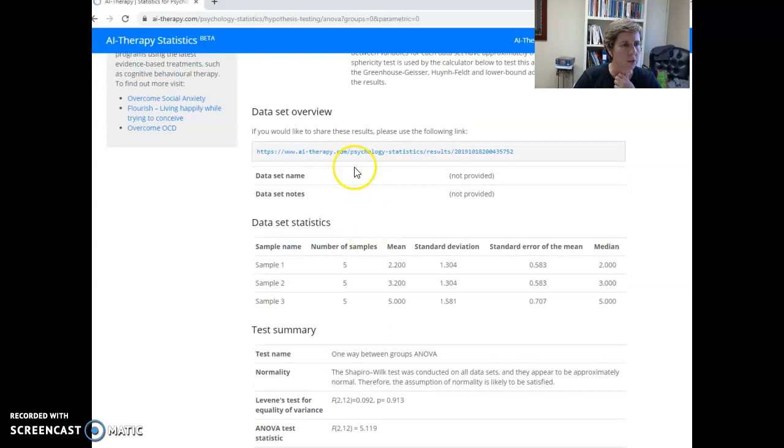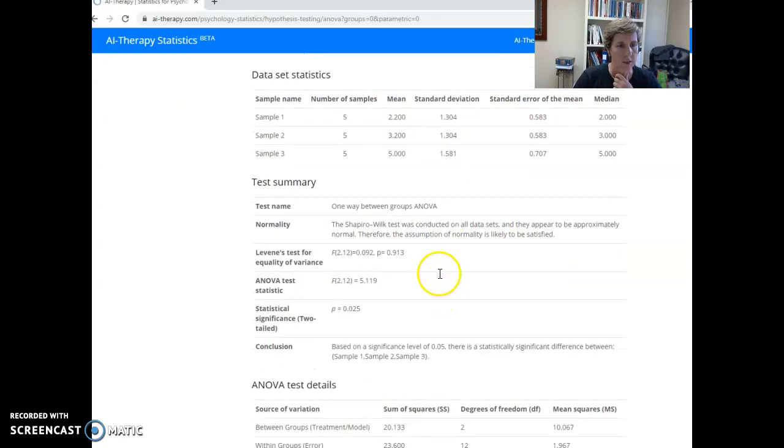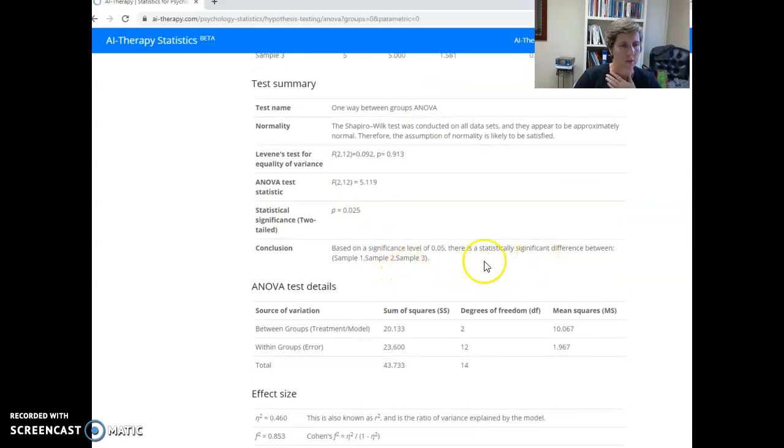Okay, so you get an overview. So you actually get the same thing that your SPSS gives you. We've looked at our Levene's test. We looked at our F value and our statistical significance value. And there is a significant difference between sample 1, 2, and 3.